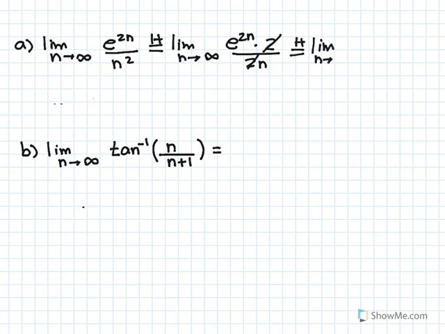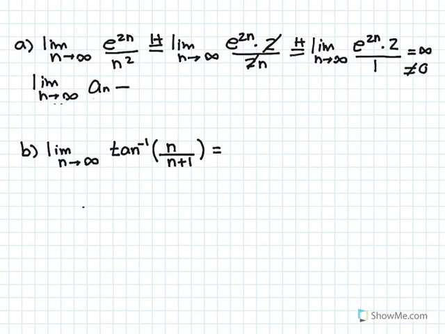Limit as n goes to infinity, differentiate e to the 2n, we get e to the 2n, times the derivative of the exponent, which is 2, divided by, differentiate the bottom, the derivative of n is just going to be 1. Now take the limit, and the limit is infinity. This limit is not equal to 0, and since the limit of the nth term, the limit as n goes to infinity of a_n, does not equal 0, this series diverges.